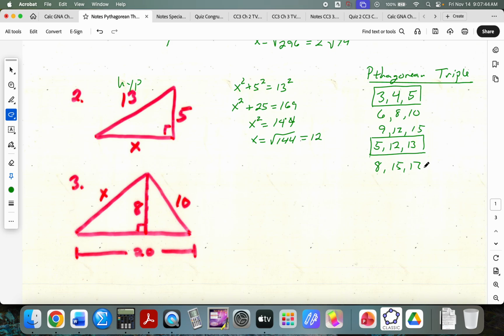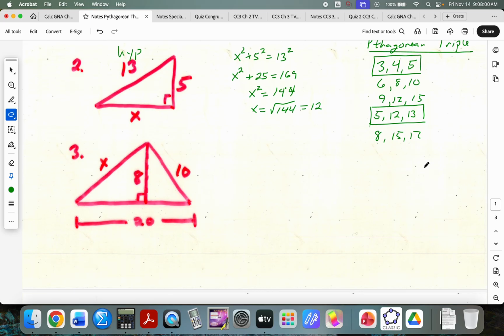The last one I'm going to tell you about, it doesn't come up super often, so I have it memorized, but I don't know that it's a big deal if you have it memorized. 8, 15, 17. All right, so let's look at this last one.